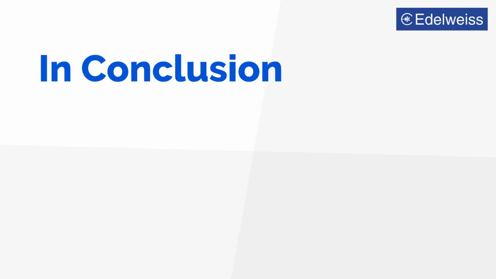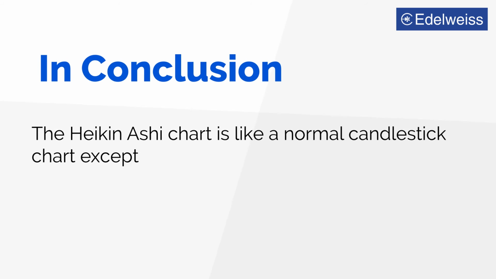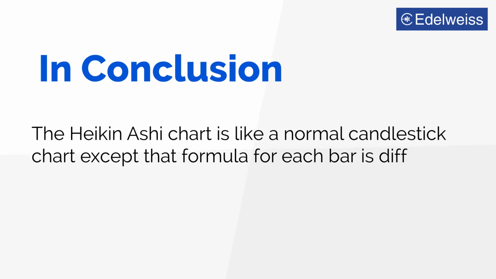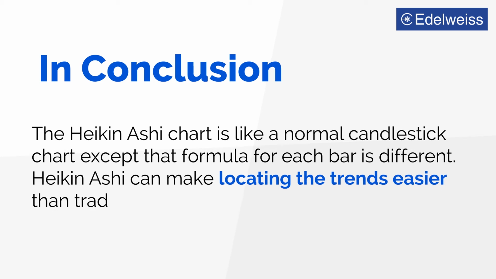In conclusion, the Heikin Ashi chart is like a normal candlestick chart, except that the formula for each bar is different. Heikin Ashi can make locating the trends easier than the traditional candlestick.